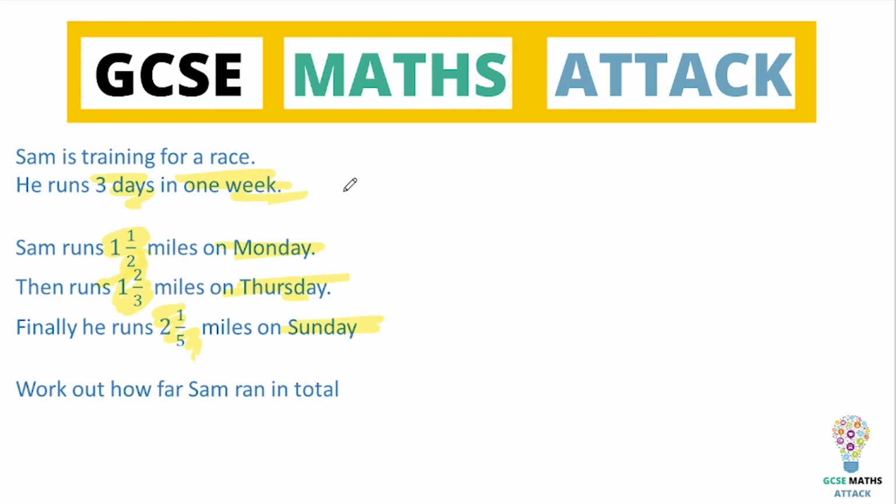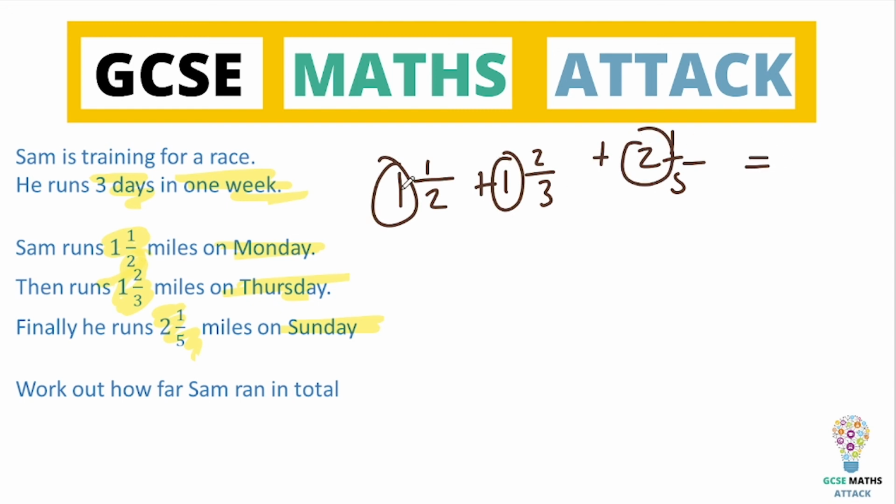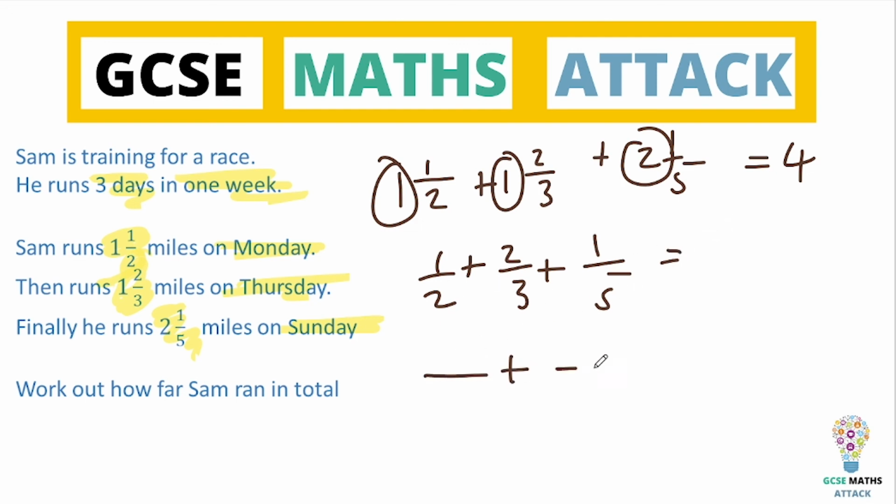So basically what we're going to do is add them up. So you've got 1 1/2 plus 1 2/3 plus 2 1/5. I'm going to add the whole numbers. 1 plus 1 is 2, 2 plus 2 is 4, then I have a half plus 2/3 plus 1/5, and I have to ask myself what the denominators will be. All the denominators can go into 30. So I can change all the denominators into 30.